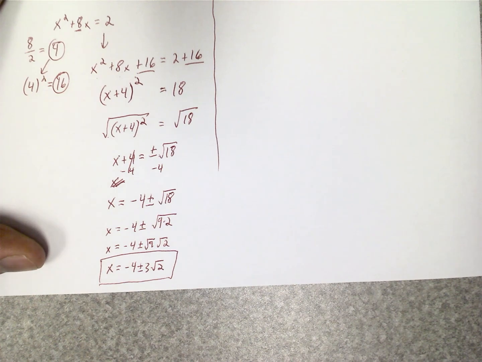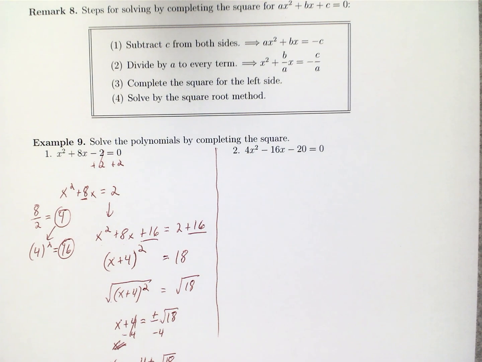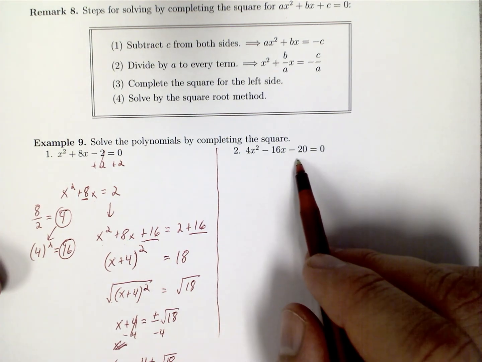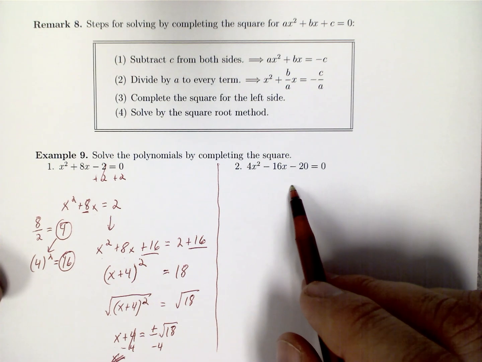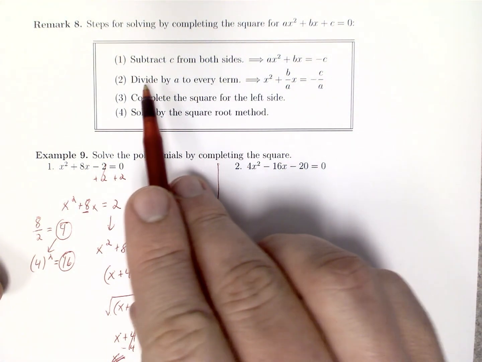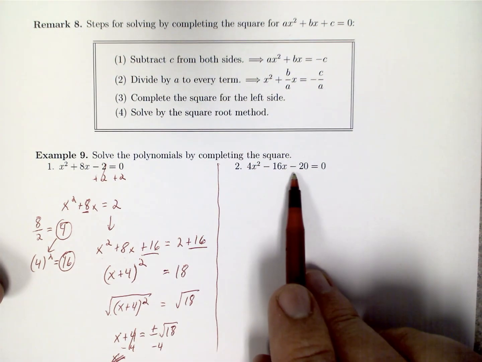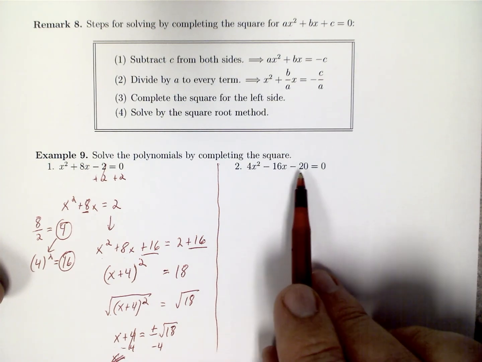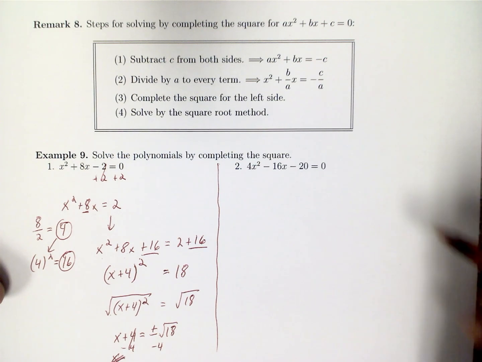All right, so that's 1. What about number 2? Well, number 2, we have 4x squared minus 16x minus 20. So let's go through this process again. Let's bring it back into view. So what do we do first? Well, we get the c to the other side. A is 4, B is negative 16, and C is negative 20.